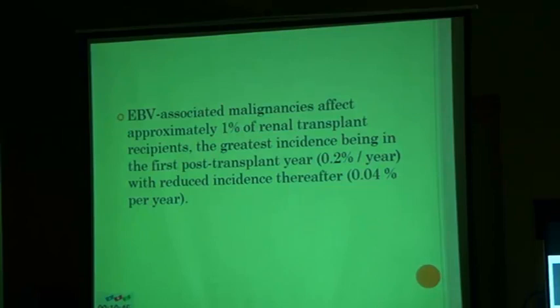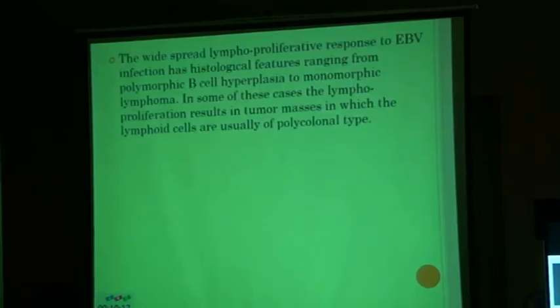Epstein-Barr virus-associated malignancies affect approximately 1% of renal transplant patients. The greatest incidence is in the first year, up to 0.2% per year, with a reduced incidence later on, 0.04%. So Epstein-Barr-related cases occur in the first year, but late cases are not related to Epstein-Barr virus.